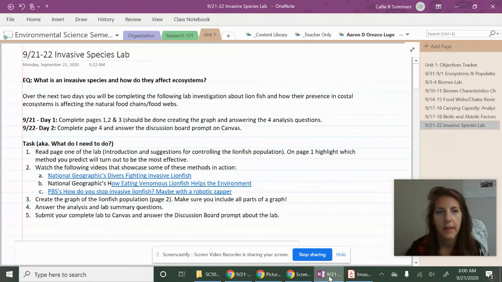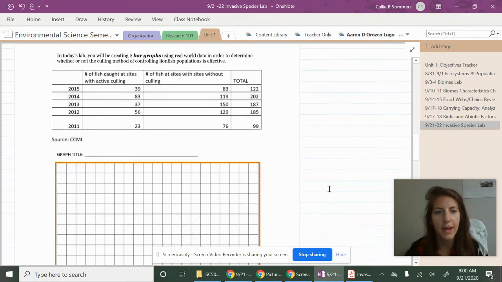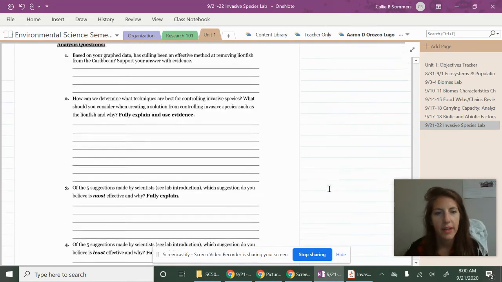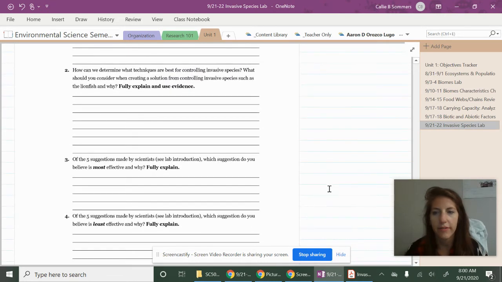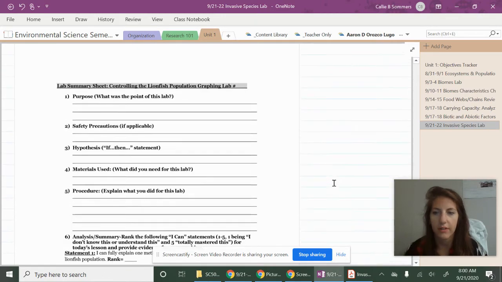So the assignments right here in Canvas are in OneNote under Unit 1. It's the last thing there. It's the same directions that are in Canvas. The same videos are linked, and this is the lab, right? So for Monday, you need to get through the graph and this first set of 4 questions and the first page. For tomorrow, you're going to finish the last questions and the discussion board.